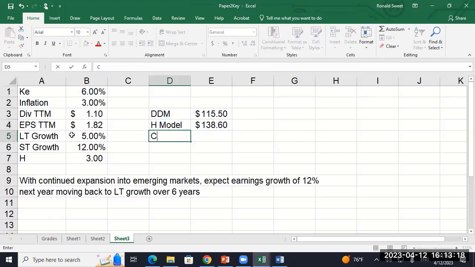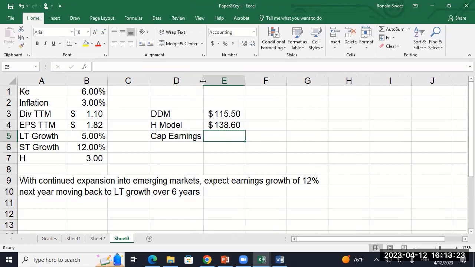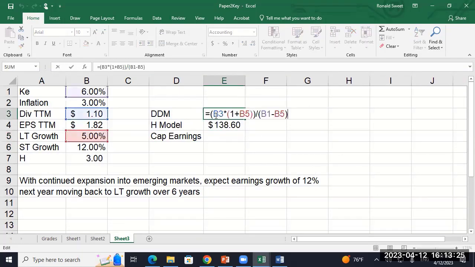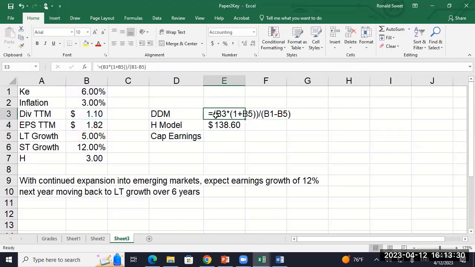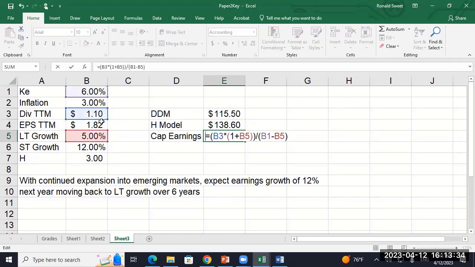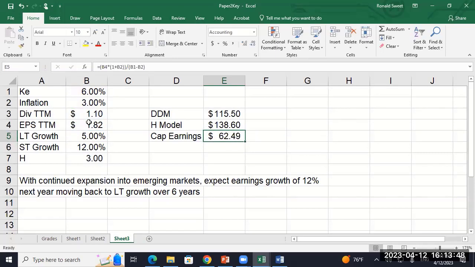And then the cap earnings model looks exactly the same as the dividend discount model, except we're going to use earnings per share instead of dividends. We're going to use inflation instead of long-term growth. But other than that, 62, right? Team 1 got them all.